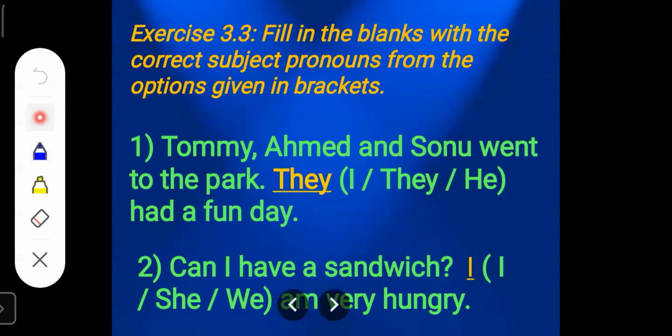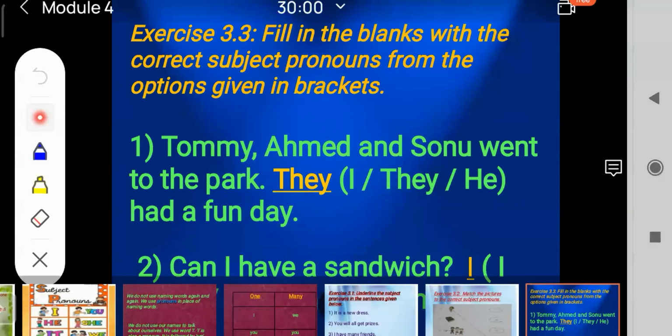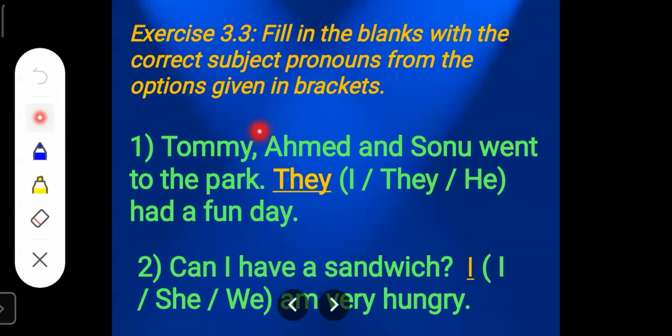Fill in the blanks with the correct subject pronouns from the options given in the brackets. Tommy, Ahmed, and Sonu went to the park. Dash. Options given are I, they, he had a fun day. Children, see here Tommy, Ahmed, and Sonu. There are many children. They all went to the park. So just now said, when we are talking about many people at a time, we use the subject pronoun they. So we will choose the subject pronoun they and we will write in the blank they.